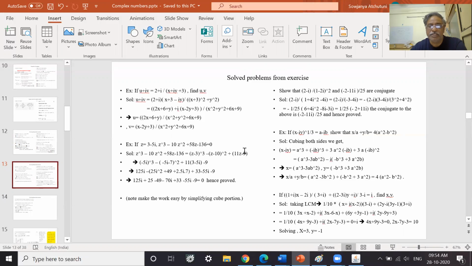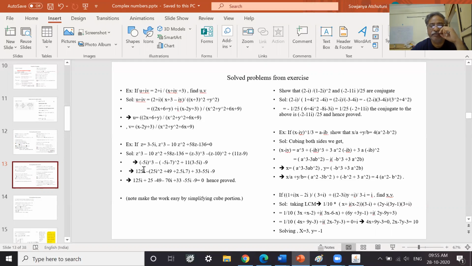I simplify these terms. So z minus 10 whole square plus 11z minus 9. So now we put z equals 3 minus 5i, so my cubic expression will be simplified. So z minus 10 is 3 minus 5i minus 10, so minus 7 minus 5i, whole square, plus 11z minus 9, that is 11 into 3 minus 5i minus 9. So now it has become my simplified exercise.